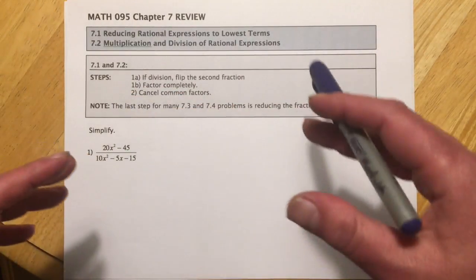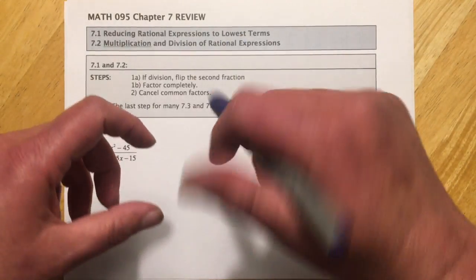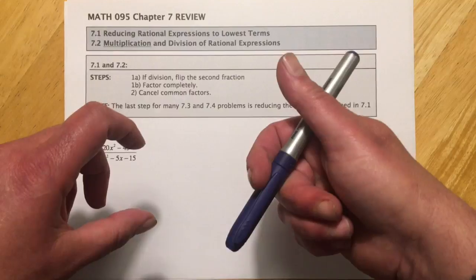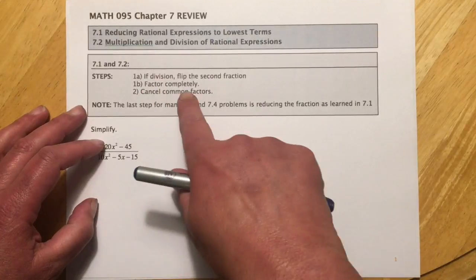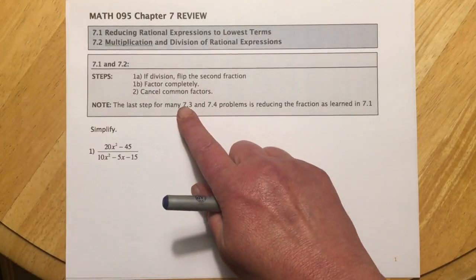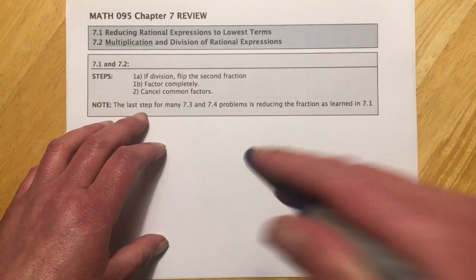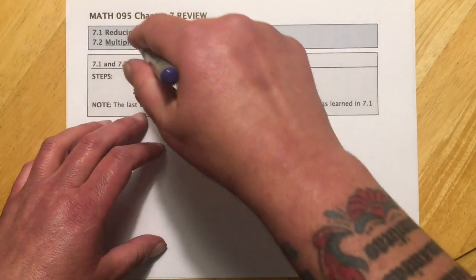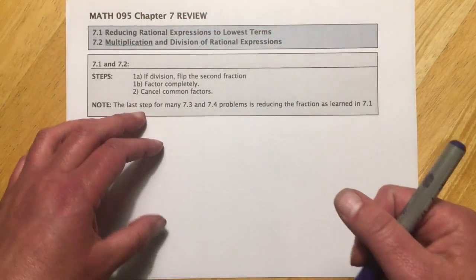And the steps on all of that are the same. It's just factor and then cancel. If there's division, remember you have to flip over the second fraction and do the reciprocal and then multiply. But it's still just factor, cancel. And that's pretty much what this is saying right here. Something to point out about 7.1: in 7.3 and 7.4, the last step of those problems is 7.1. It's this reducing idea, so we'll see that again in later sections.